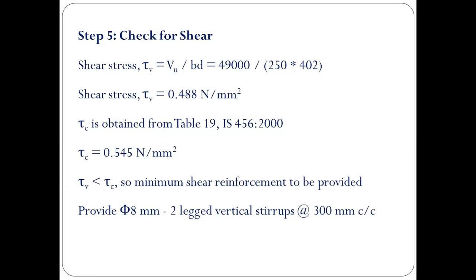Calculating the spacing of stirrups, assuming 8 mm rod has been used and two-legged vertical stirrups. So the calculation comes out to 300 mm. So we'll be providing 8 mm two-legged vertical stirrups at 300 mm center to center.